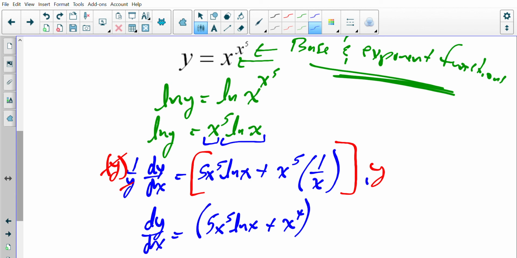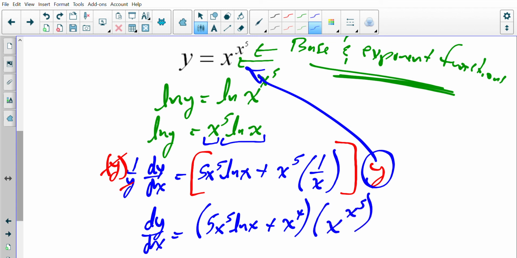And now instead of y, this is what y equals. x to the fifth. And there you have it. Logarithmic differentiation to take the derivative of an exponential situation where the base and the exponent are both functions.